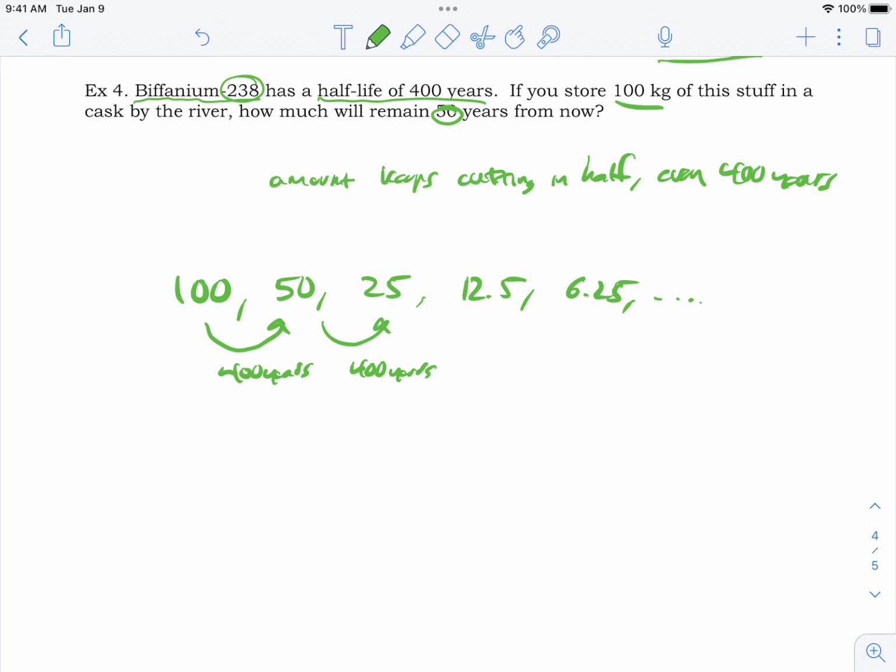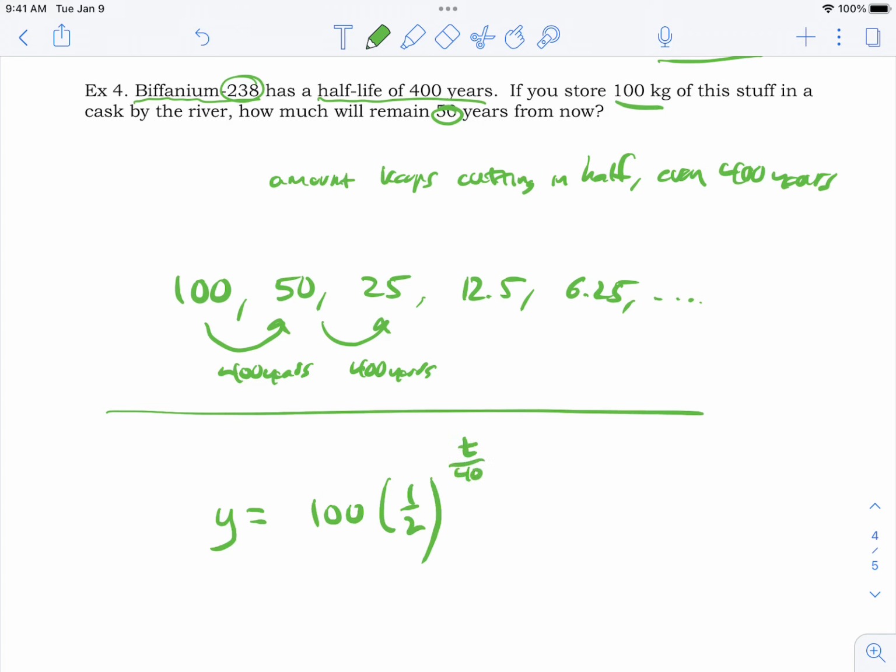So anyway, in order to solve this, what we want to do is write it as an exponential function and say y is, I'm starting at 100. What am I doing? I keep cutting it in half. What do you say we use a 1/2 then? Suppose I could use a 0.5 if I wanted to. And how often? Every 400 years. So remember where all the pieces go. Start at 100, keep multiplying by 1/2 every 400 years. The formula just writes itself almost.